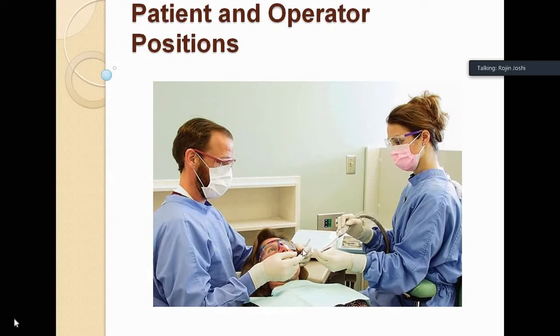So when we are working in this position, how many hands do we have? The operator has 2 hands, 1, 2. The hygienist, this is the hygienist that you can see here. The hygienist will always be at a higher level than the patient.